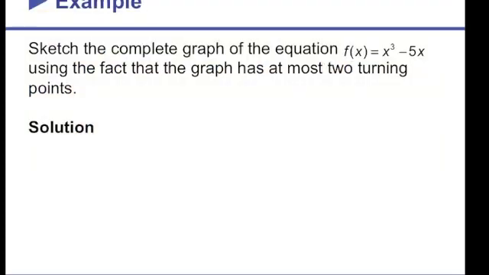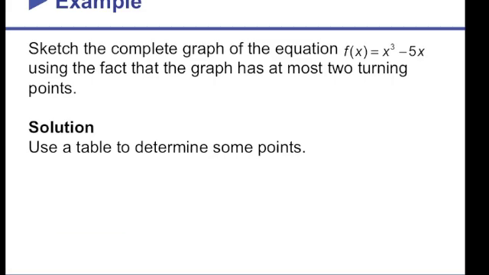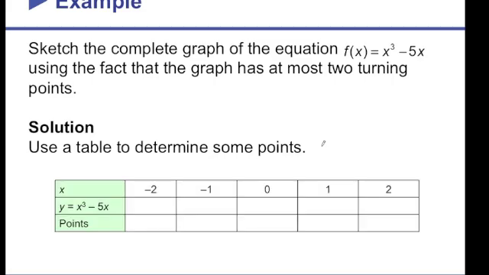So here we want to sketch the complete graph of the equation f of x equals x cubed minus 5x, using the fact that the graph has at most 2 turning points. So we'll make a table to determine some points. Now, negative 2 cubed is negative 8 minus 5 times negative 2. So it'll be negative 8 plus 10, or 2, and our point will be negative 2, 2.